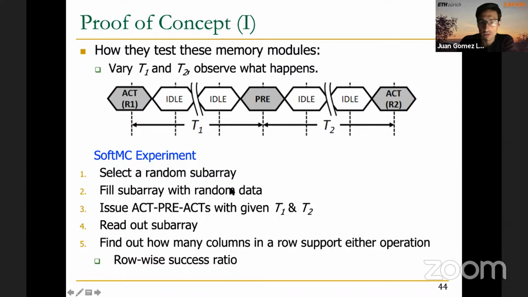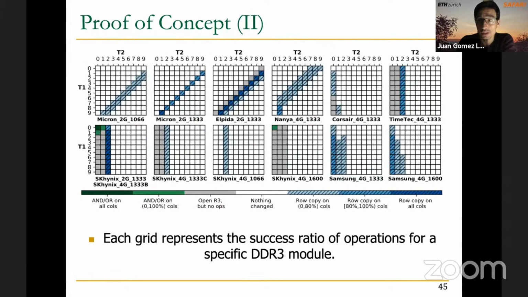First, filling the subarray with random data, and then issuing these sequences of activate, precharge, activate with different T1 and T2 parameters, and then seeing what the results are. It turns out that you can definitely perform a row copy operation, and even in some of the chips, Ambit operations, triple row activation to perform computation.